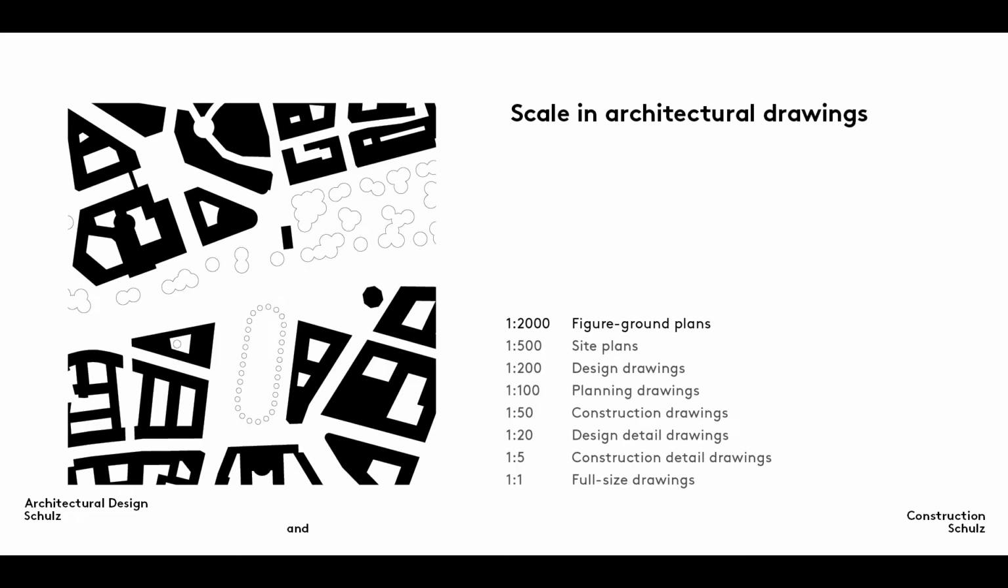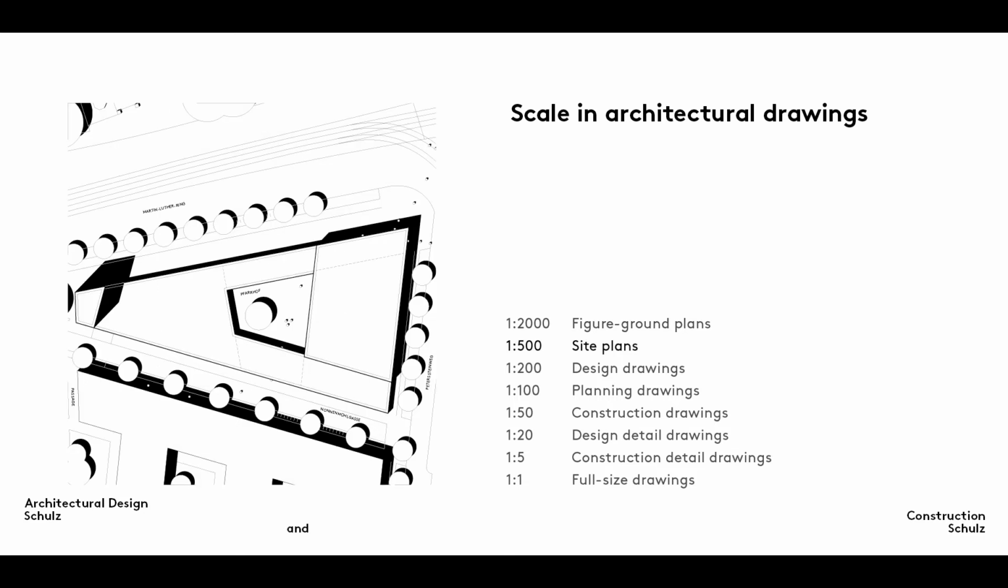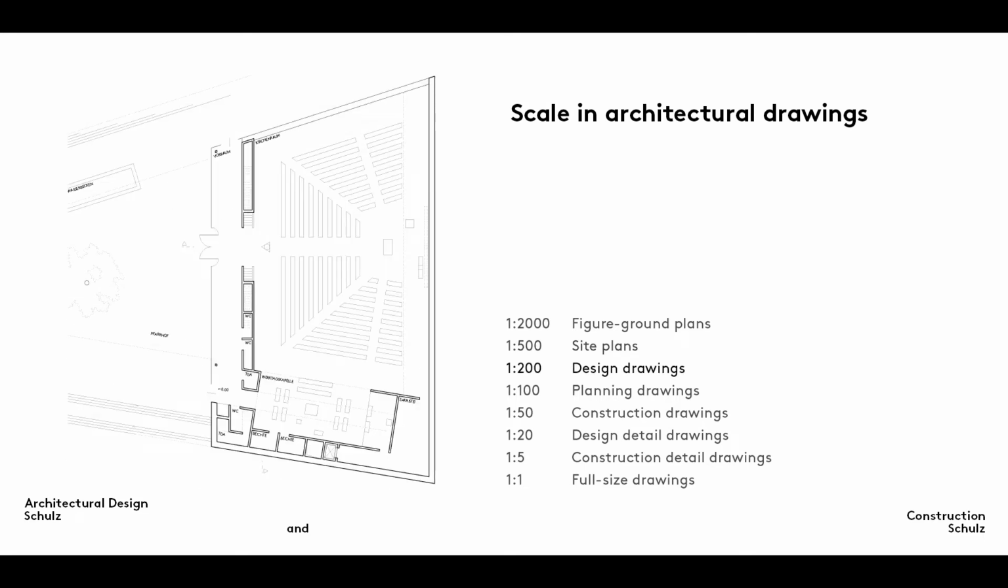Figure ground plans are drawn to a scale of 1 to 2000. They illustrate a building's location within the larger planning context. Site plans are drawn to a scale of 1 to 500 and show the position of a building on the specific building site. Design drawings are prepared to a scale of 1 to 200.